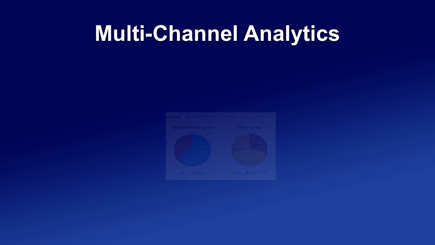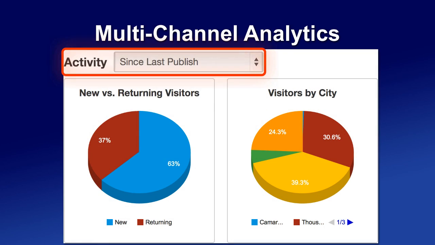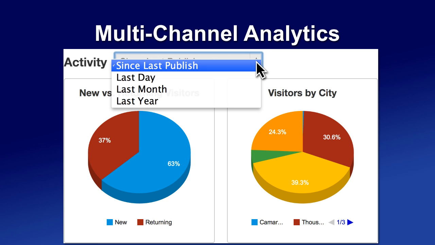And check this out. Since last publish is up here, right? Well, that's because we know when your page was last published. So we can graph and show you things, not just by day and by month and typical Google Analytics features, but by information that only the CMS knows about what you're doing on the web. This is something nobody else offers that we know of.